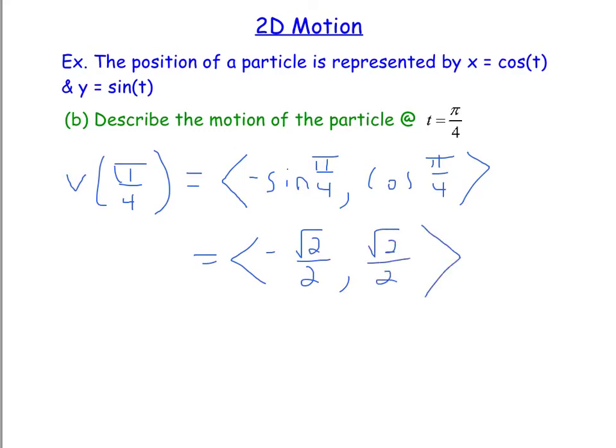And now that we have the velocity vector, we can describe exactly where the particle is moving. Since the velocity vector has a negative x component, the particle will be moving in a leftwards direction at time pi over 4. And since the velocity vector has a positive y component, the particle is moving upwards at time pi over 4.